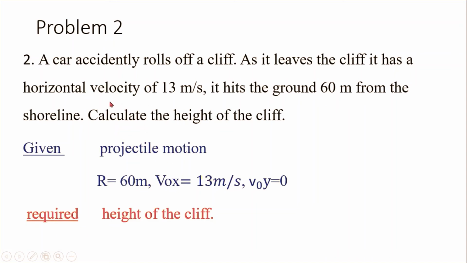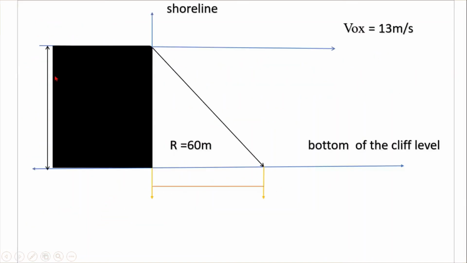Here we are told that the car was rolling. So since it was rolling, it had no vertical velocity component at the initial state. So v naught y, the velocity of the rolling car in the vertical component at initial time, is 0. The required quantity is the height of the cliff.